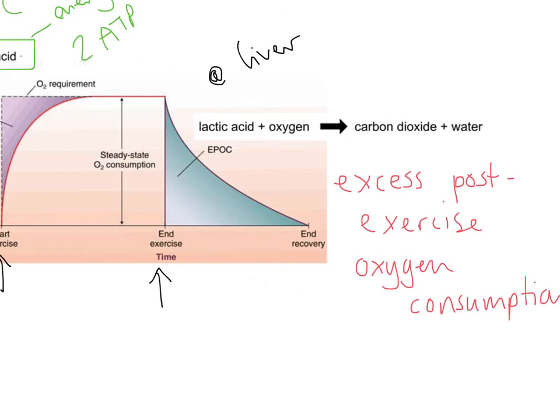Now, the size of the EPOC depends on two things really. It depends on how long you were exercising anaerobically, so how much lactic acid you built up. And that, in turn, depends on how fit you are. The fitter you are, it tends to mean that your heart rate can increase more and you're better at delivering oxygen to your muscles. So you're going to go anaerobic much later than somebody who is perhaps unfit. And if you are fit and you've got a stronger heart, then you're probably going to pay off your EPOC much quicker because you can pump that extra oxygen around your body that much faster.